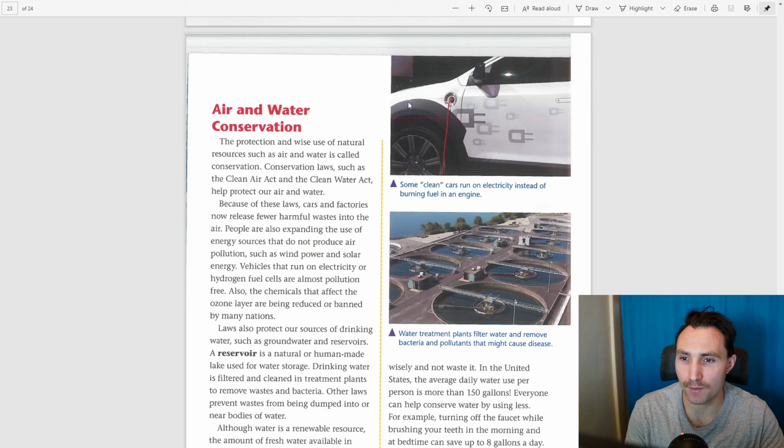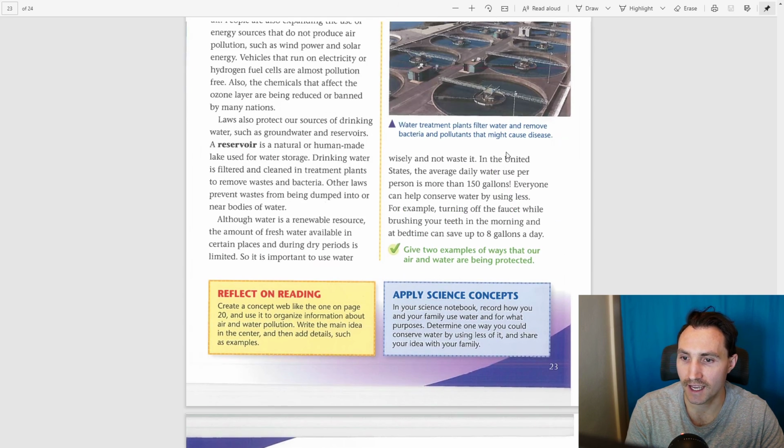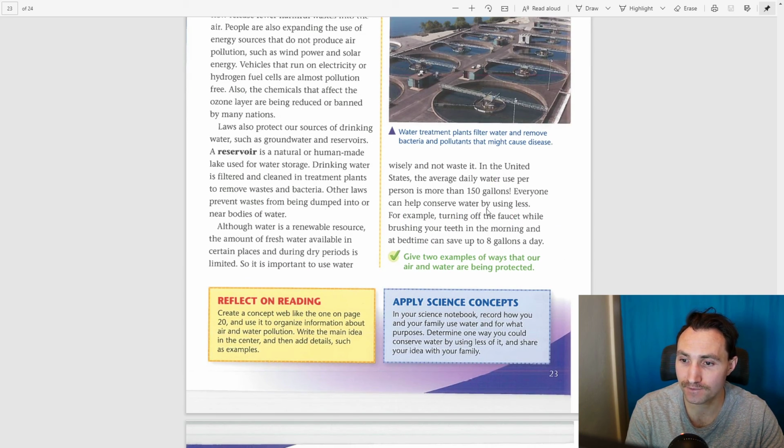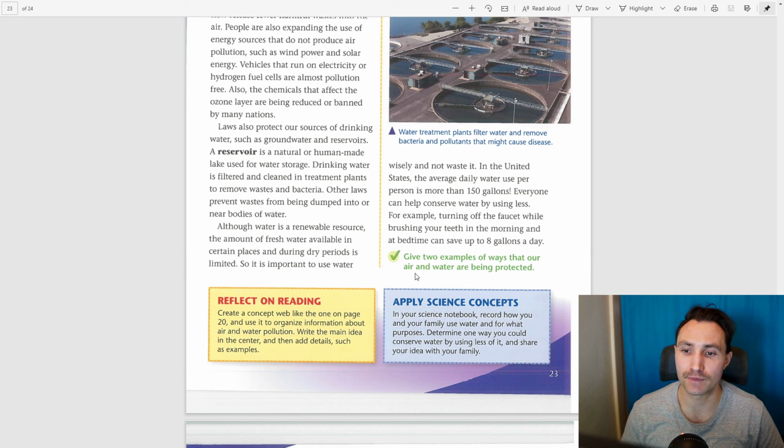And then here's another example of conserving air and water: using electricity, like cars with electricity. Okay. And guys, that is it. Isn't that cool? So your last checkpoint for air and water is to give two examples of ways that our air and water are being protected.